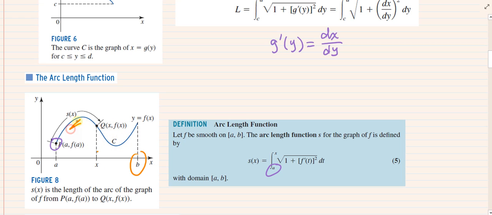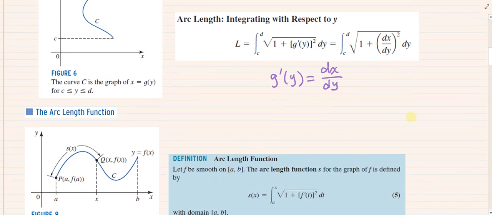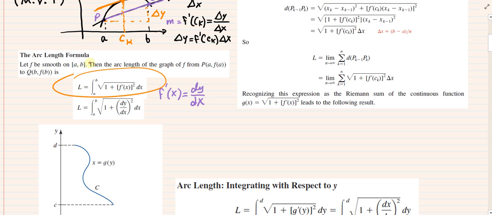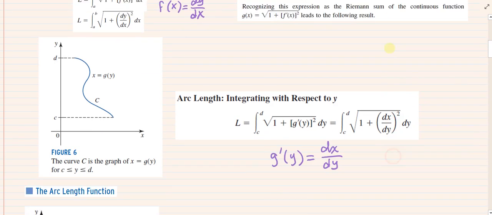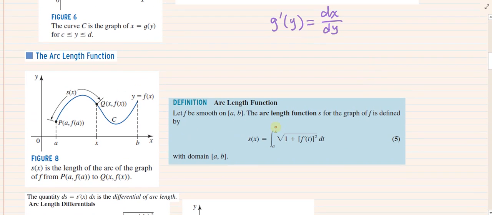So in order to be able to determine the length of the curve at any point beyond A, where x is just an arbitrary number between A and B, then we need to have the arc length function. The arc length function looks very much just like the arc length formula we have right in here. Remember, from A to B, square root of 1 plus f prime x squared dx. Now, because it's going up to x, we need to change the variable to t.